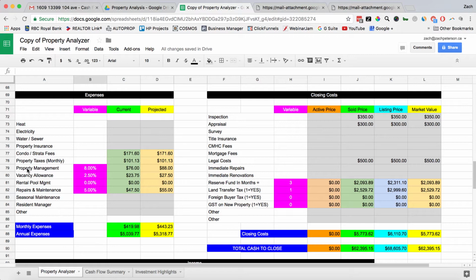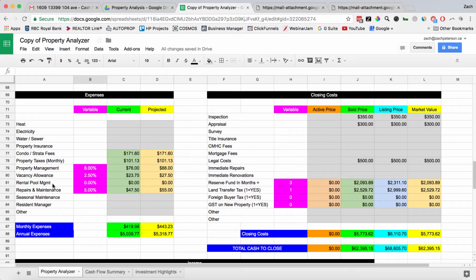And then property management fee, anywhere from about 8 to 12% typically, depending on how many properties you have with the same property manager. And then vacancies in the area where I'm working in are very low. They're probably less than 1%, maybe even less than 0.5%. But just to be conservative, I put 2.5% in there.